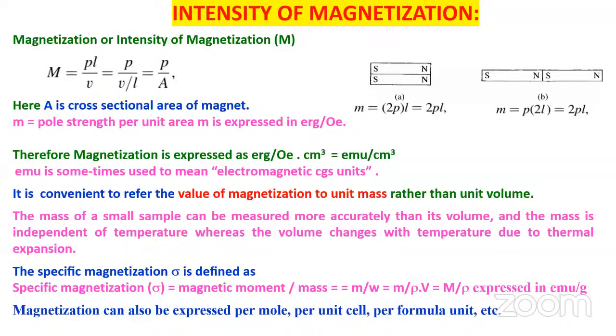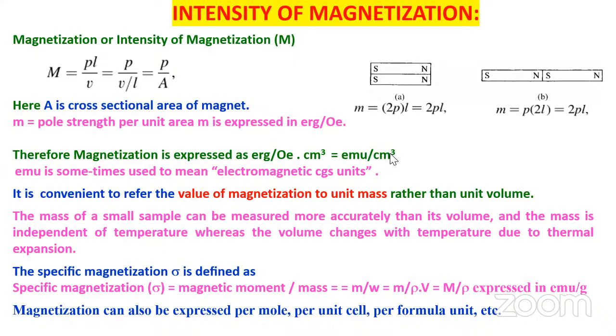Now, if you want to express magnetization, it is usually expressed in terms of erg per Oersted centimeter cube, or erg and Oersted. These are the CGS units, or it is also expressed as EMU per centimeter cube. It is interesting that EMU is the electromagnetic CGS unit. But if you ask me to define what one EMU is, it cannot be this. Whenever EMU is written, it means the magnetic quantity is expressed in CGS units, and the centimeter cube written there means it is expressed for a unit volume. That is the convention.